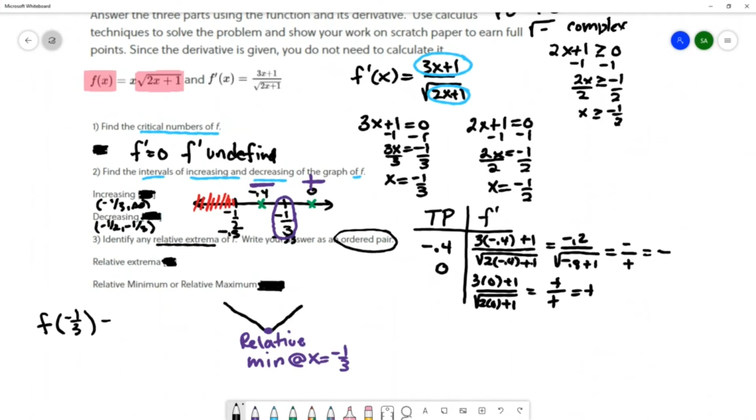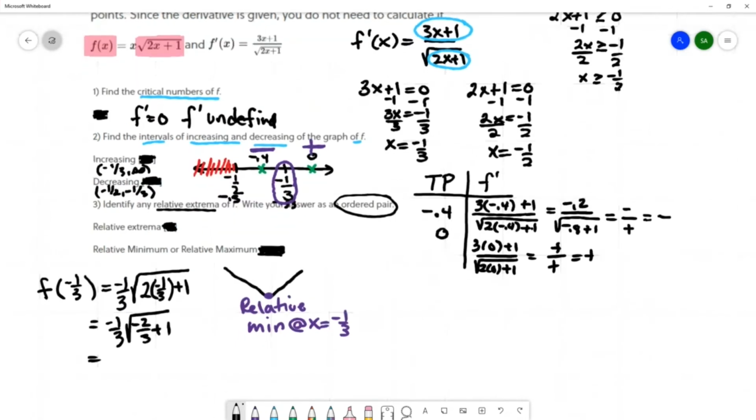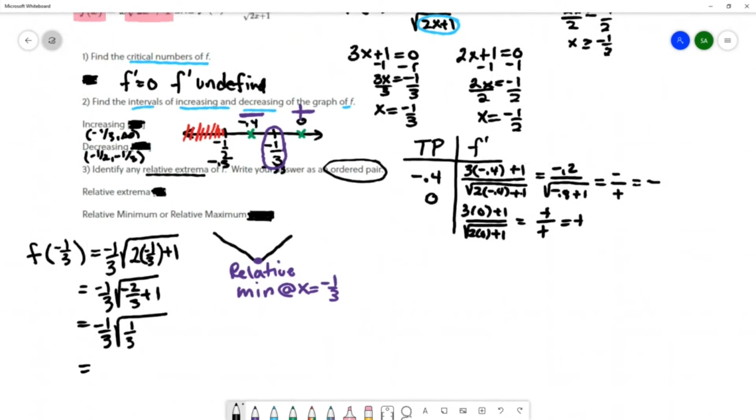So f of negative 1/3 is negative 1/3 times the square root of 2 times negative 1/3 plus 1. Negative 1/3 times the square root of negative 2/3 plus 1. And that's negative 1/3 square root of 1/3. Let's see how we can simplify that. That's negative 1/3, square root of 1 is 1.